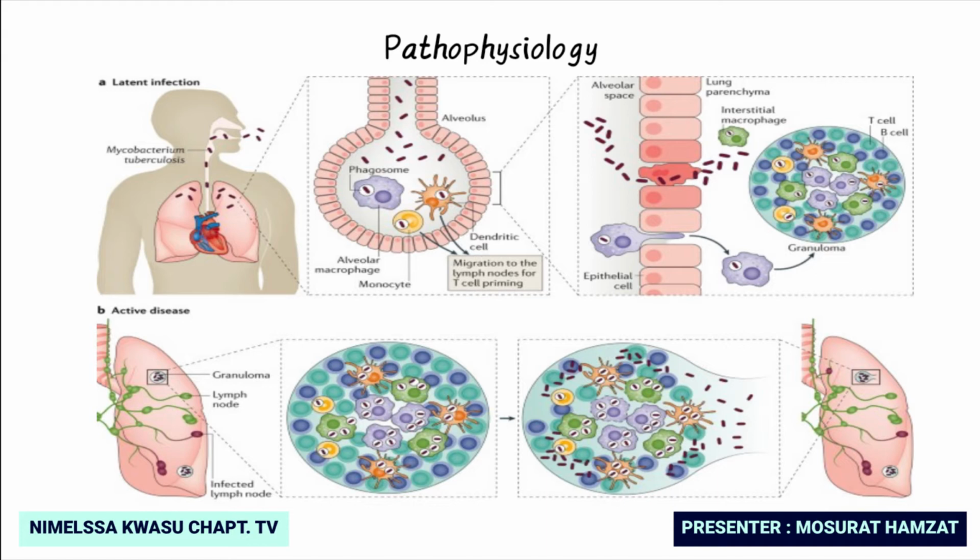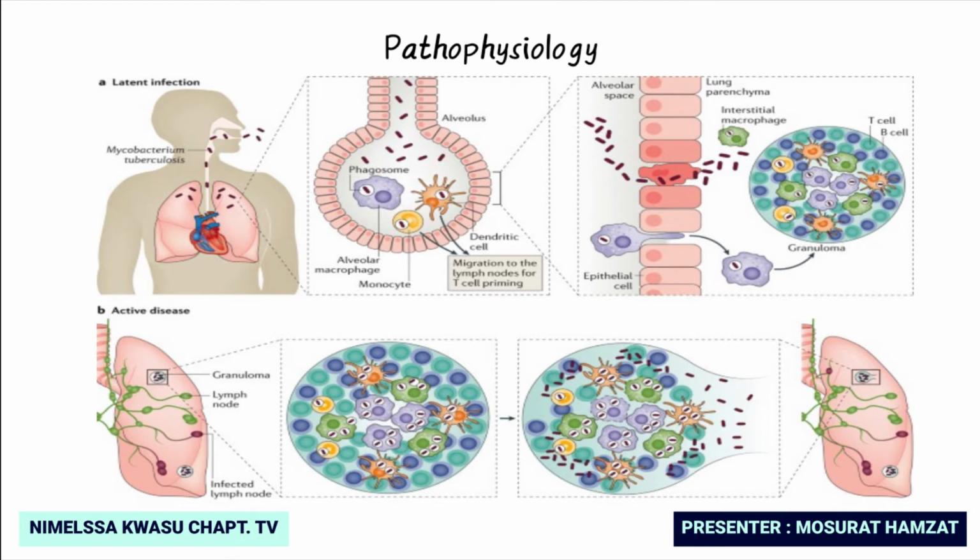Now let's look at the pathophysiology. If you look at this pathophysiology, you see that we have the latent infection. The first image is latent infection, and the second one is talking about the active disease. In the latent infection, once a person inhales the bacilli, they migrate down to the alveoli. Once they get to the alveoli, the antigen presenting cells, which include the dendritic cells and the macrophages, are the first line of defense. They attack the bacilli by trying to engulf them, which is known as phagocytic activity. The bacilli will try to block this phagocytic activity, thus breaking the first line of defense.